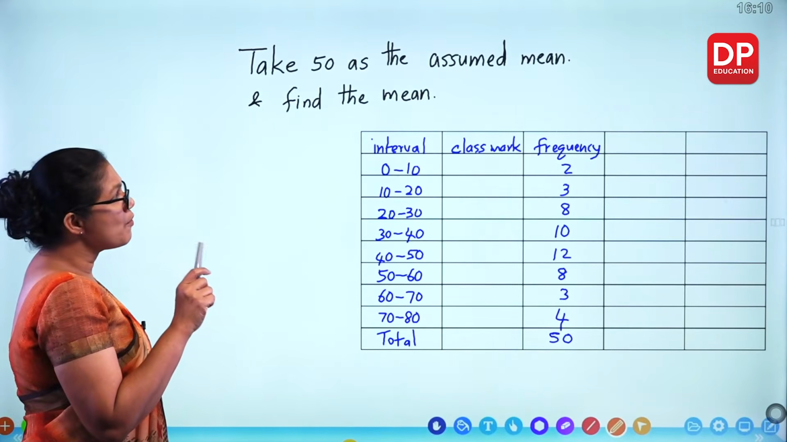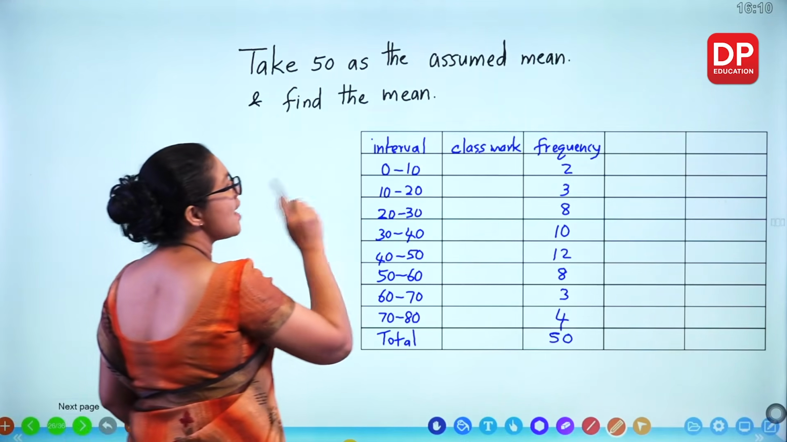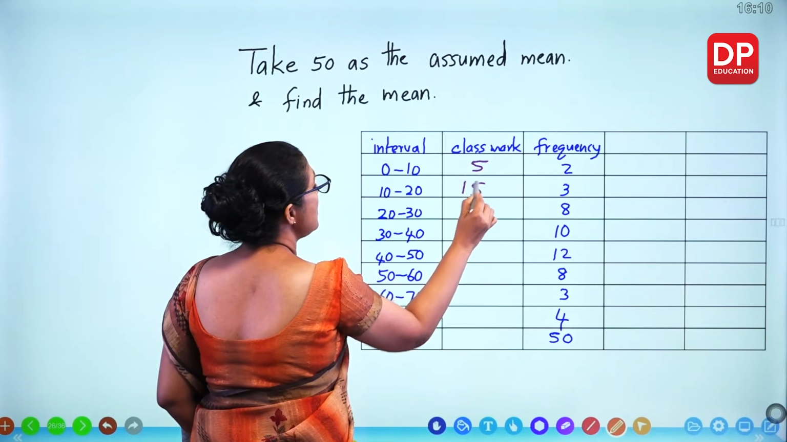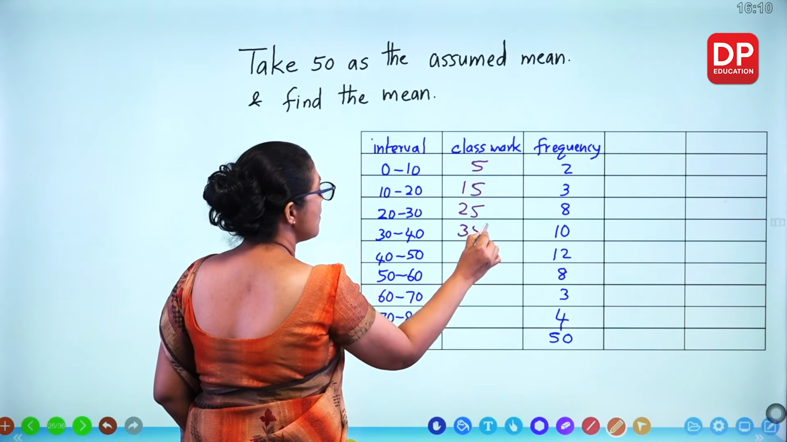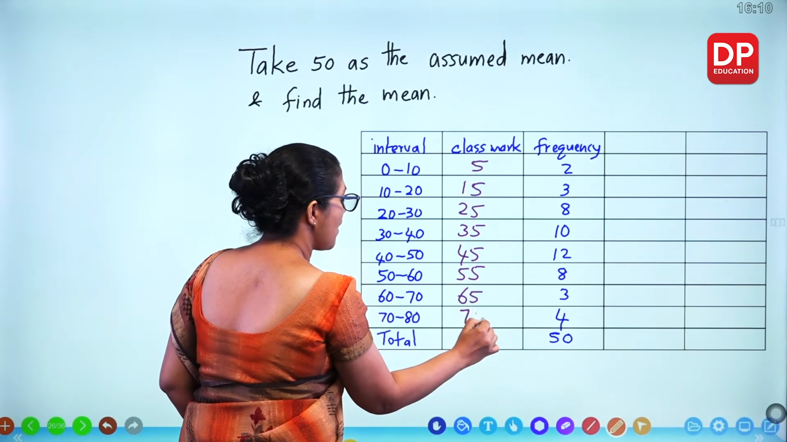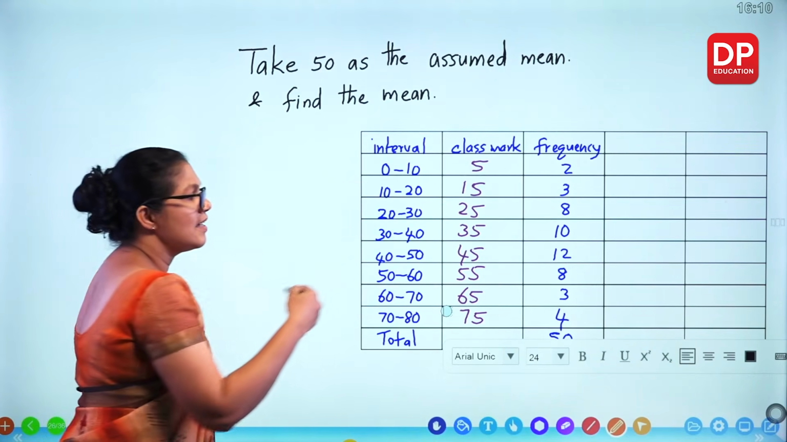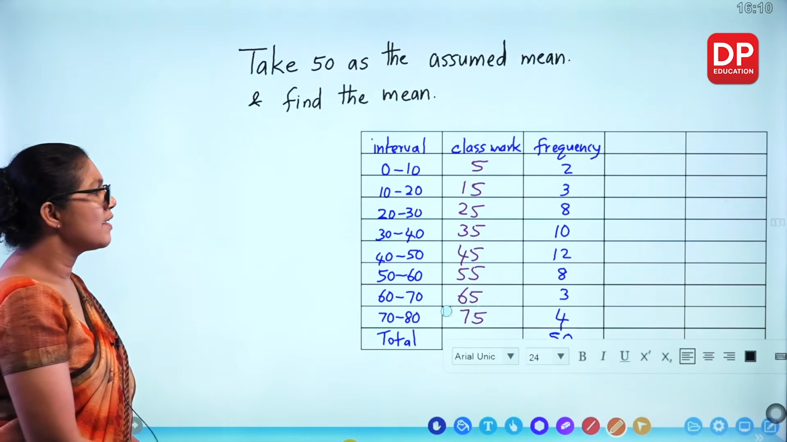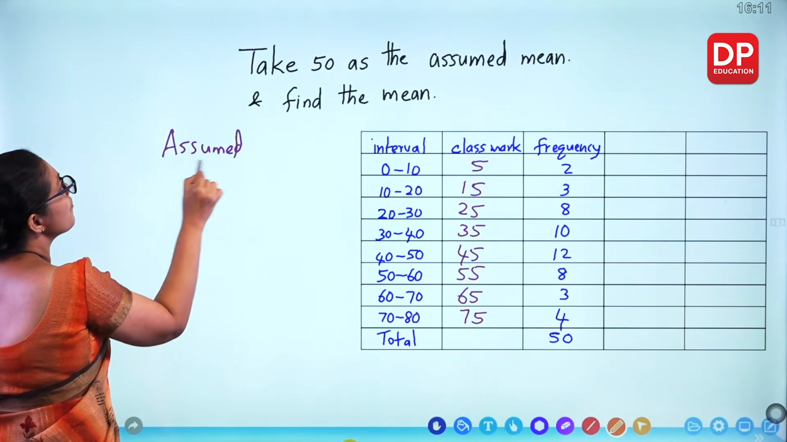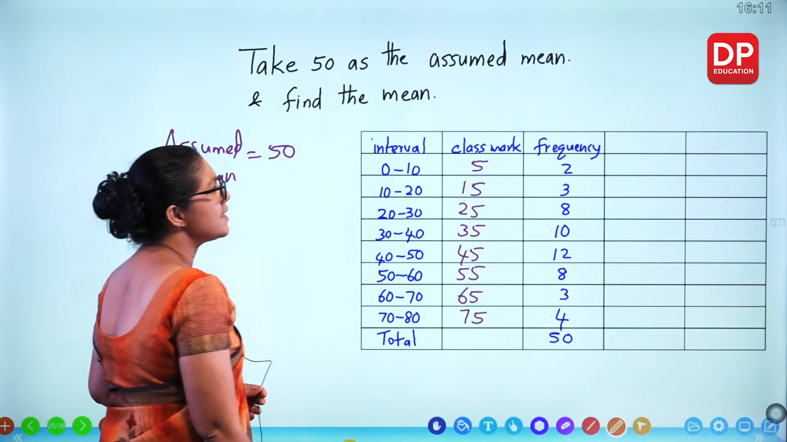Now we'll take the same question with a different assumed mean, 50. First we'll calculate the class mark. Add and divide by 2, you get 5, 15, 25, 35, 45, 55, 65 and 75. Now the assumed mean is 50. Here 50 is not in the table. It doesn't matter. We'll calculate with 50. So the assumed mean is 50.